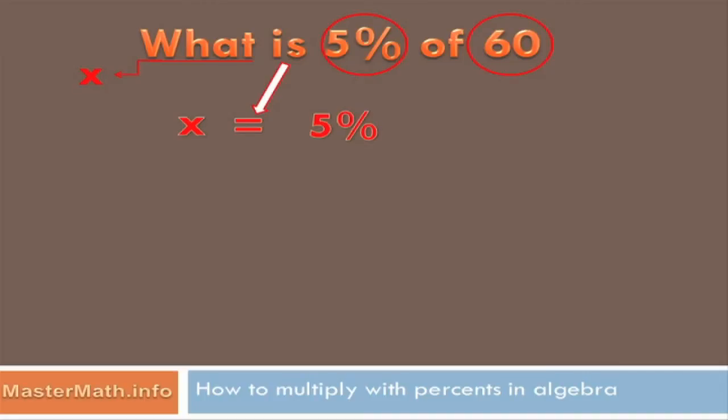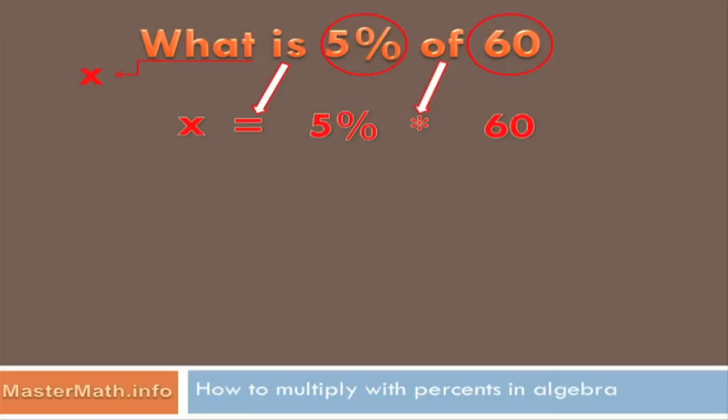I just bring my 5% down, and then I say multiply times. Well, that's because of translates to multiply. And then I bring my 60 down, and I can read this as x equals 5% times 60.